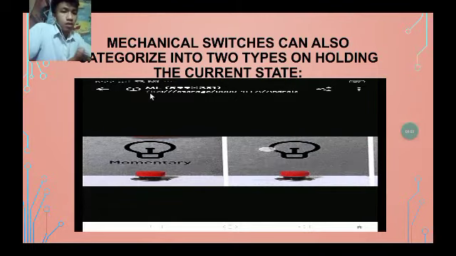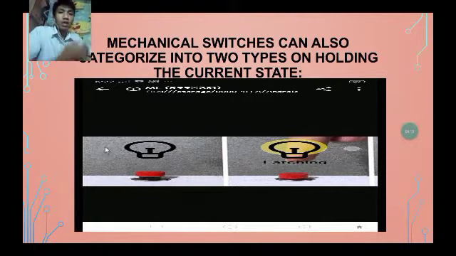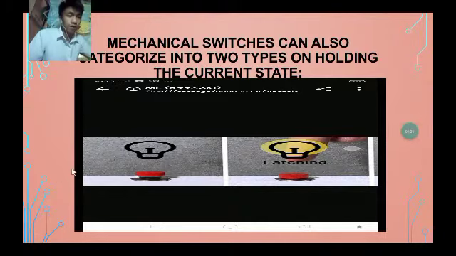So nakikita nyo naman sa GIF. So pag sinabing momentary, sabi dito, it holds the state only when the specific command is present. So yun lang naman. Then sa latching naman, it holds at a state whether on or off until the new command is presented. So yun lang naman.